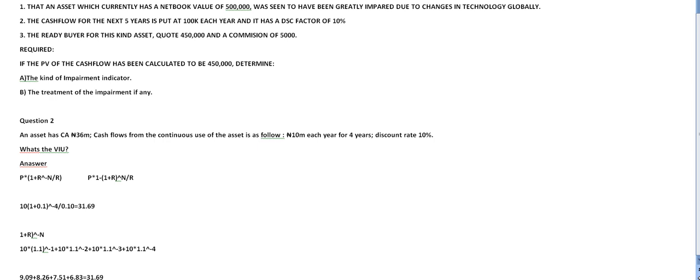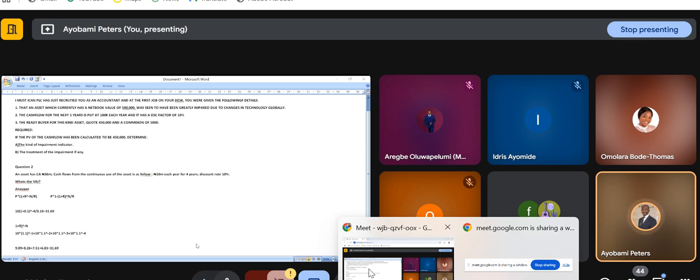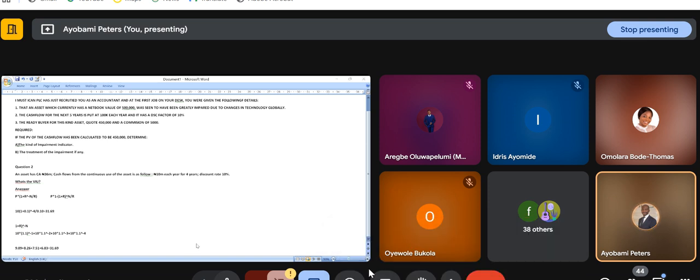31.69. So what we are doing now, this calculation that we are doing now, that is how to do your value in use calculation. We are determining the present value of the future cash flow of an asset. Do we understand now? So I know why I'm making it look difficult for you now.